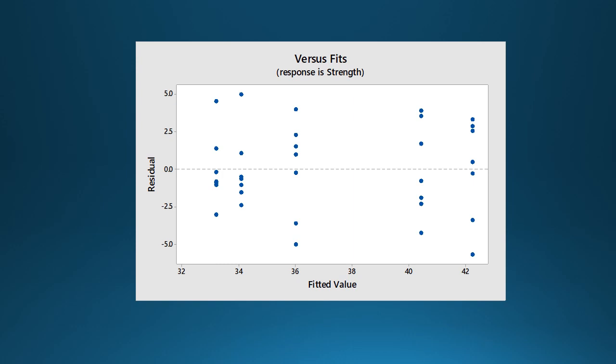The third assumption states that the variance, or spread, in the errors across all factor levels is constant. To check this assumption, we can plot the residuals versus the fitted values. Notice that the residual values are on the vertical axis and the fitted values are on the horizontal axis. Remember that the fitted values are obtained using the ANOVA model.